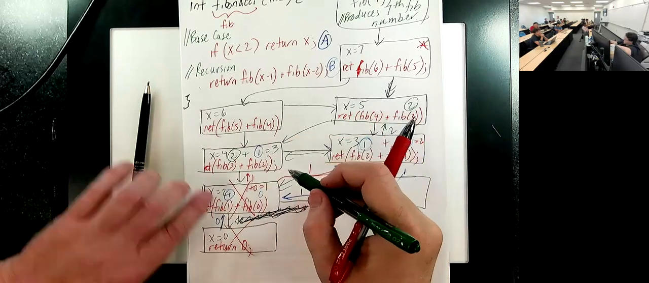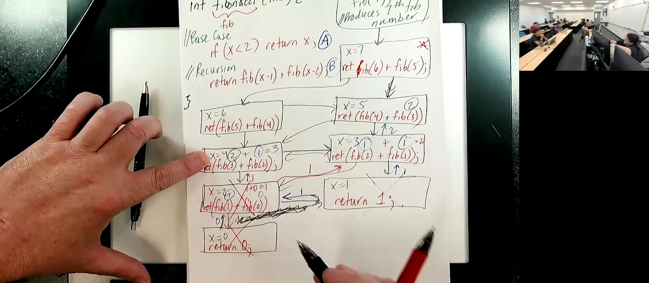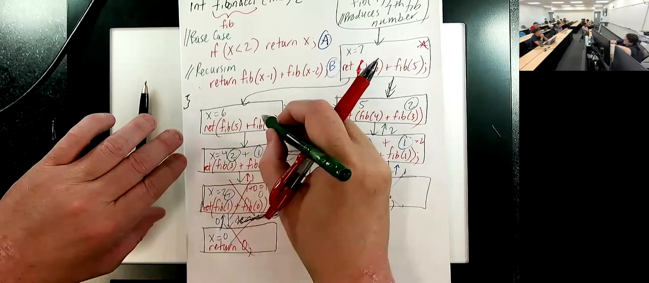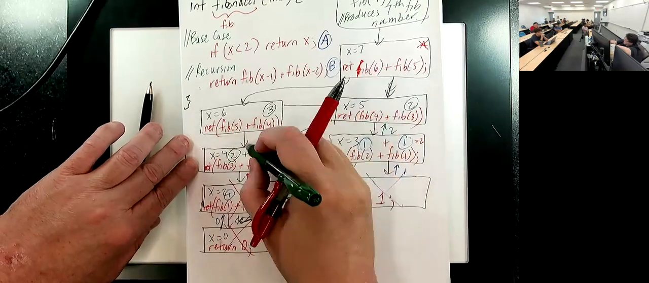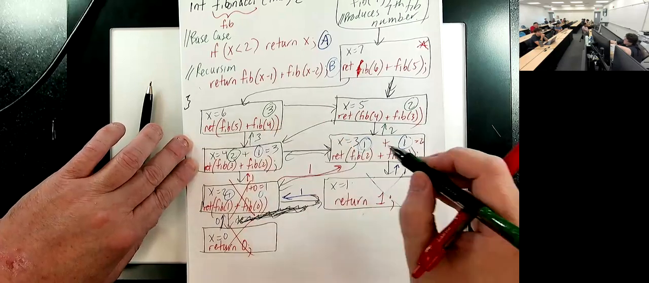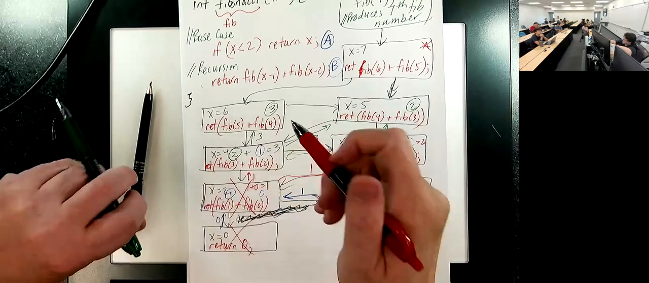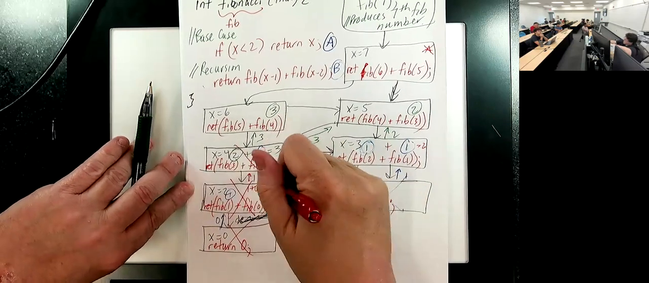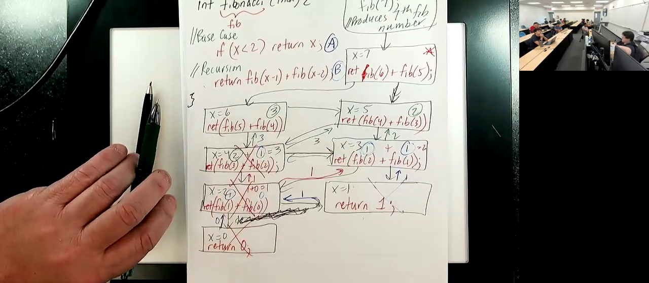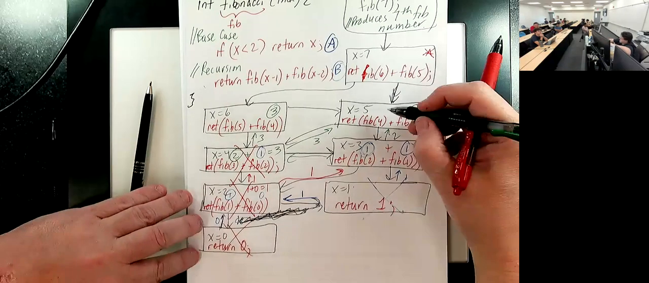This is Fibonacci 4, x equals 4. So Fibonacci 4 is 3. It passes the 3 up. And it passes the 3 that direction also. So this one's going to shut down. And the 3 is right here.